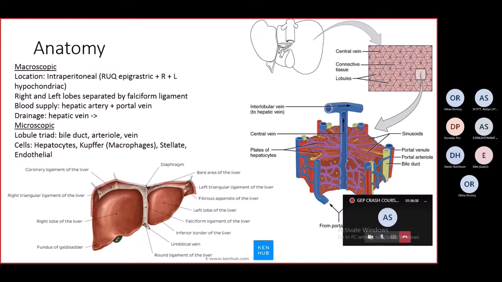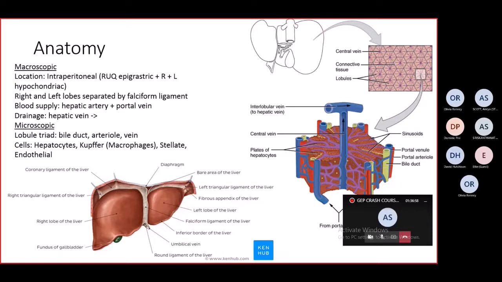So the liver is a lovely, huge organ that most people think is in your right upper quadrant, and it is in your right upper quadrant, but it is also so big that it actually spans pretty much all of your epigastric and both right and left hypochondriac regions. It's intraperitoneal, so it's within the peritoneal cavity.